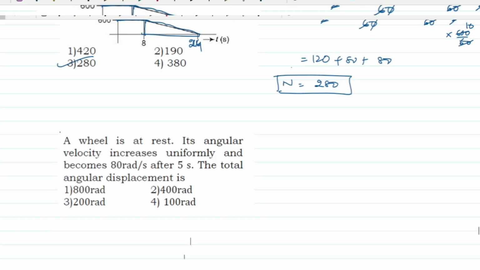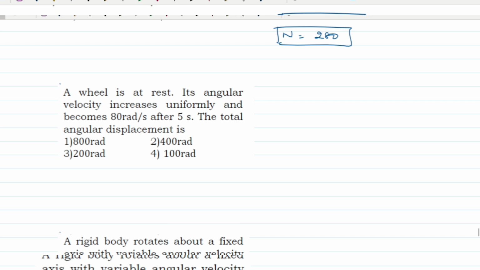Let us take the next question. A wheel is at rest. Its angular velocity increases uniformly and becomes 80 radian per second after 5 seconds. The total angular displacement they are asking.